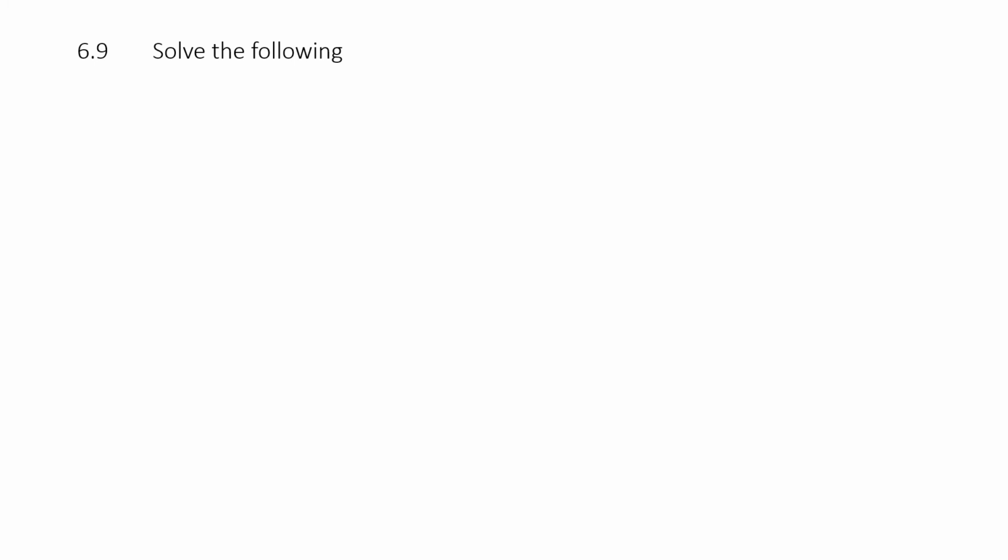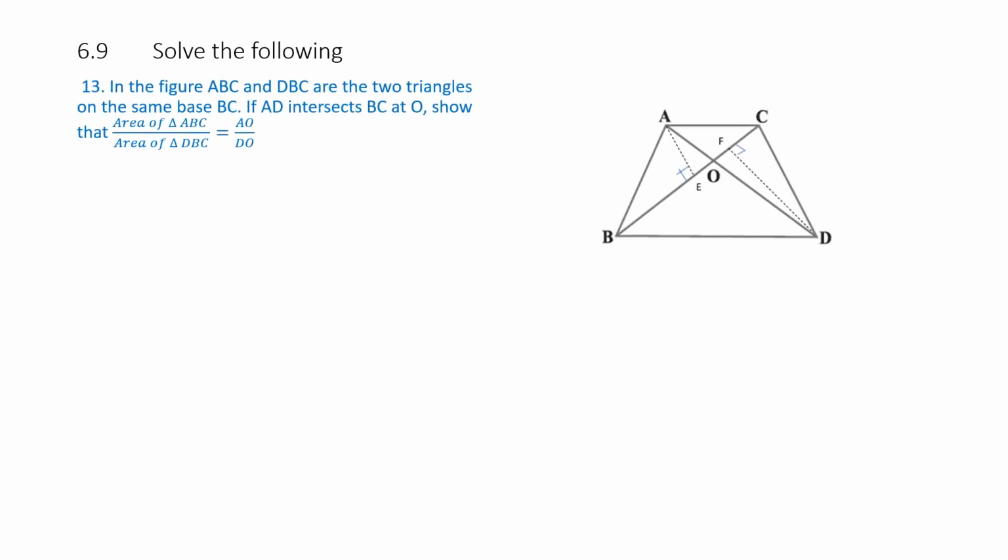We will continue with solving the problems. 13. In the figure, ABC and DBC are two triangles on the same base BC. If AD intersects BC at O, show that area of ABC by area of DBC is equal to AO by DO. Here we are required to prove the areas. Please note, whenever there are questions about areas, we may have to do construction. So this problem involves some construction. Let us solve it.